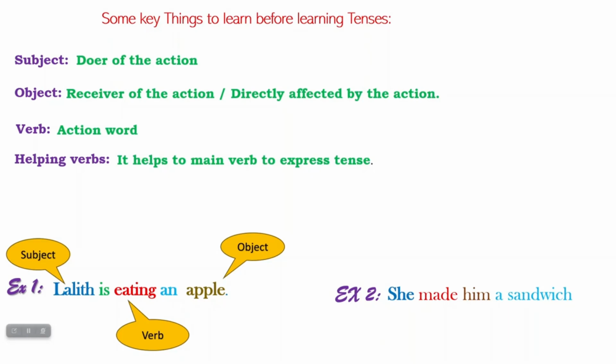Each tense has one kind of helping verb, like do, does, did. Based on that, we can find which tense it is. Here is the example. What is the helping verb in this example? Is. So, by seeing this, we can say that it's present continuous tense.